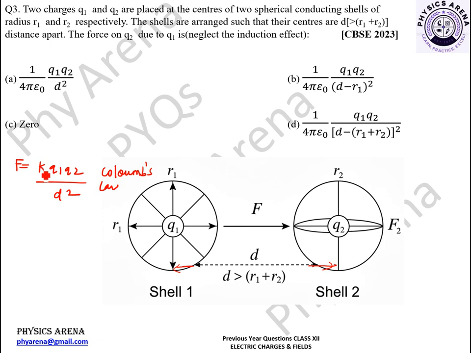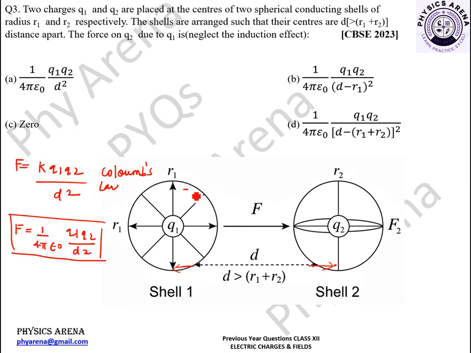And this k can be written as 1 upon 4 pi epsilon naught. So we can write it as 1 upon 4 pi epsilon naught q1 q2 upon d square. And in the question it is given that we can neglect the induction effects. Otherwise, what would this q1 have done?